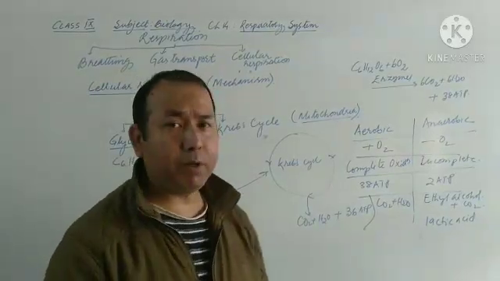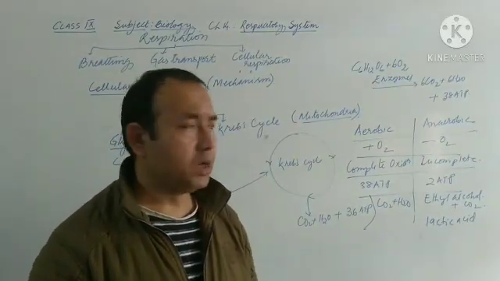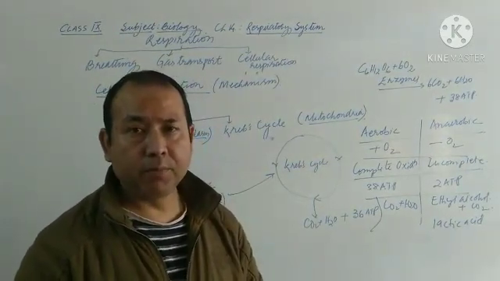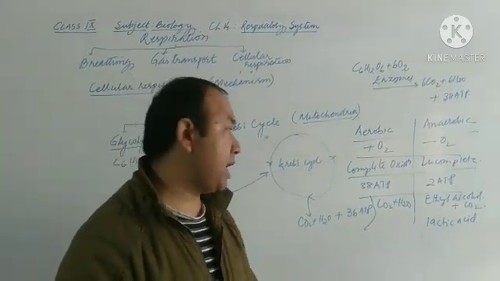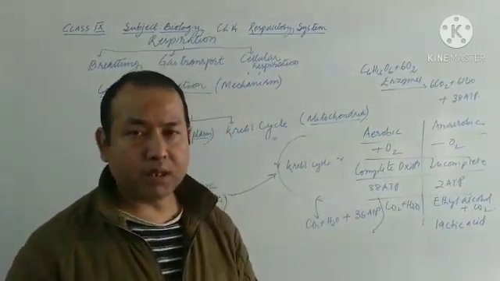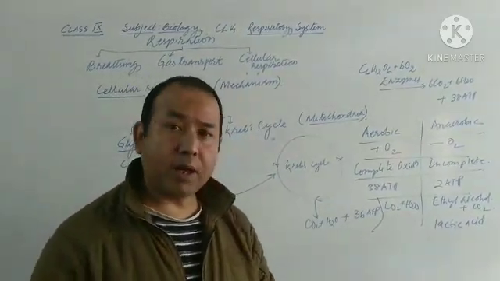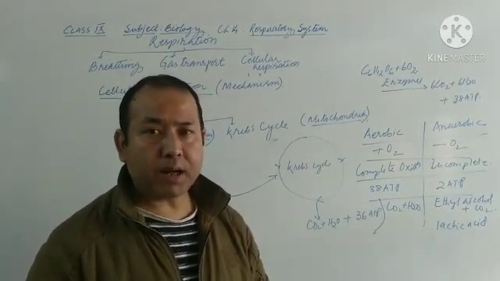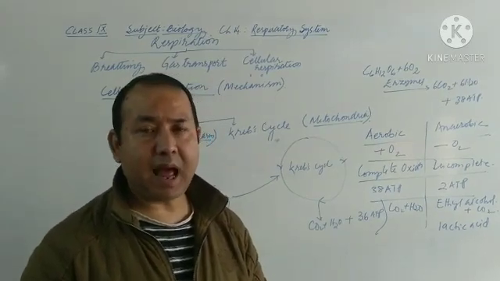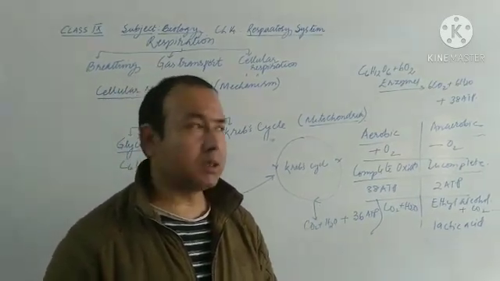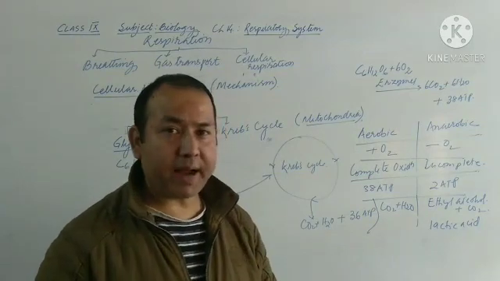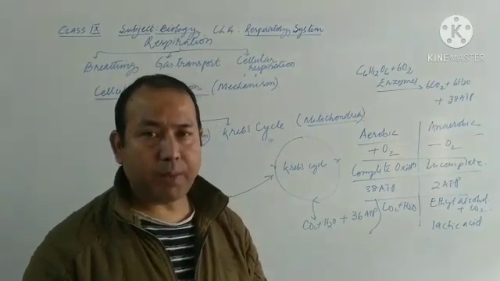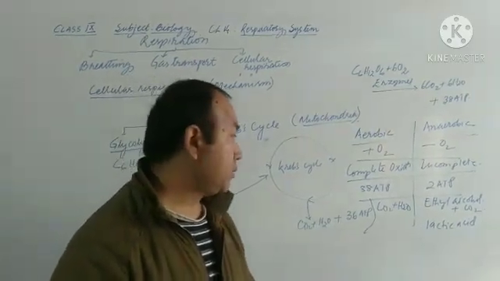Whenever we do heavy exercise or heavy physical work, our muscle cells do not get a sufficient amount of oxygen. Under such a situation, the glucose stored in the muscle cells respires anaerobically, thereby producing lactic acid. When this lactic acid gets accumulated in the muscles, the muscle becomes fatigued. We feel tired, and it also causes pain in the muscles.